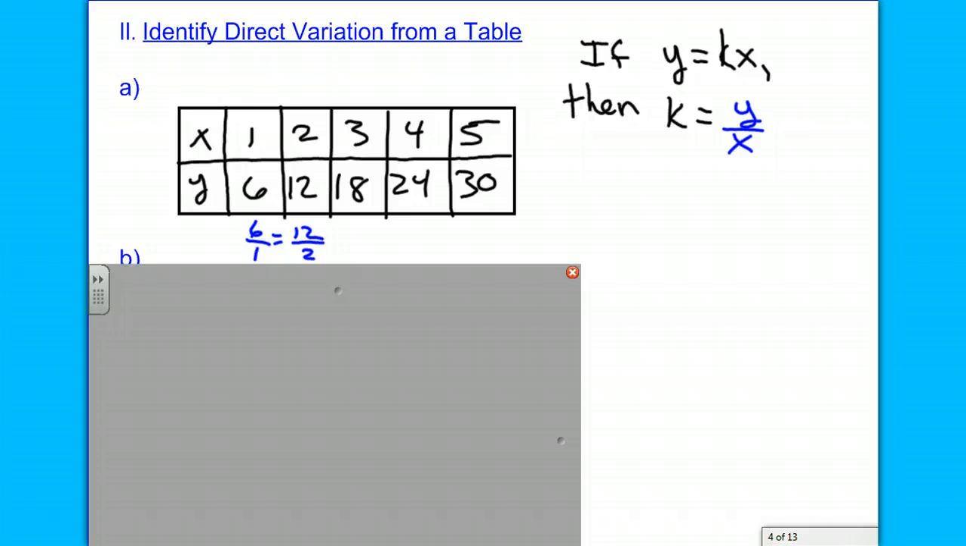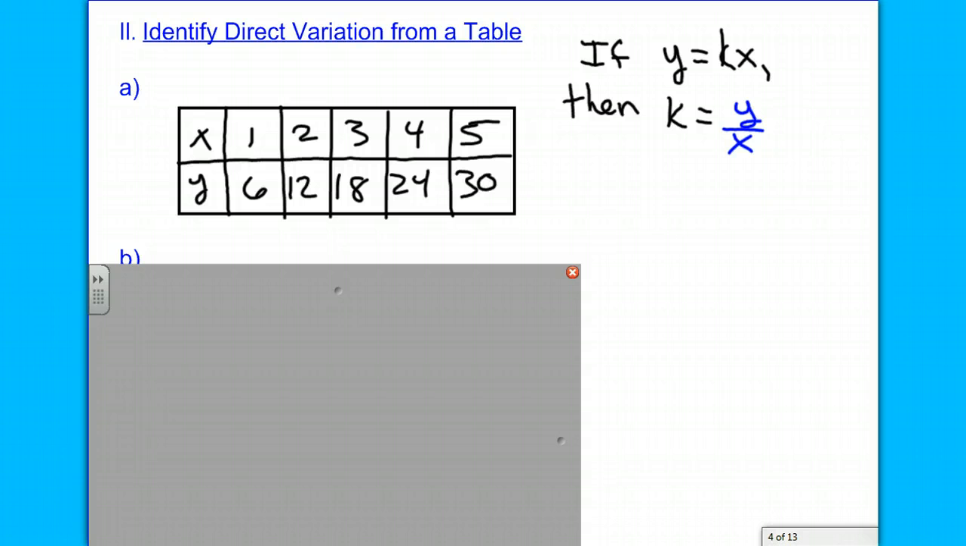And let's try it again with the third point. Who can give me the third point? Jake. 18 over 3. And is that still 6? So what is the constant then? The constant is 6. So is this direct variation? Well, let's see if it has a point 0, 0. A second way to look at it.